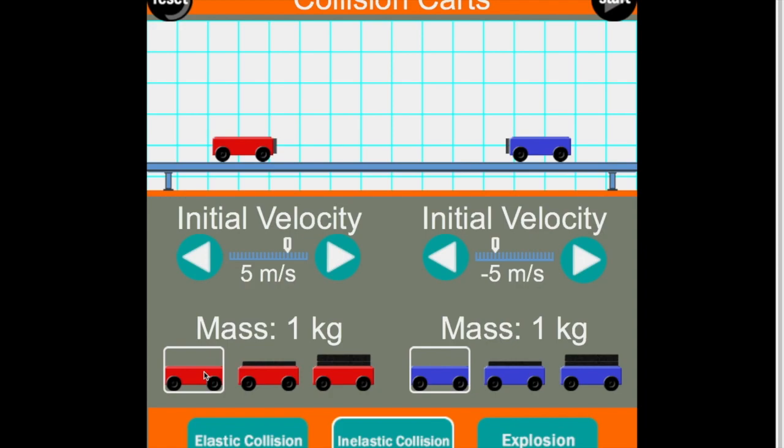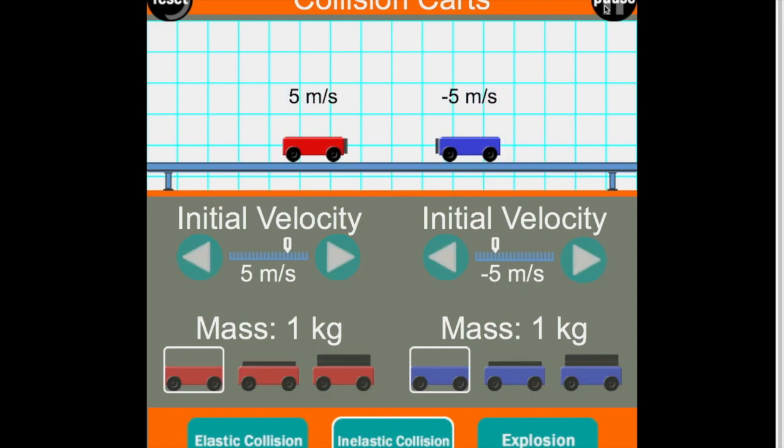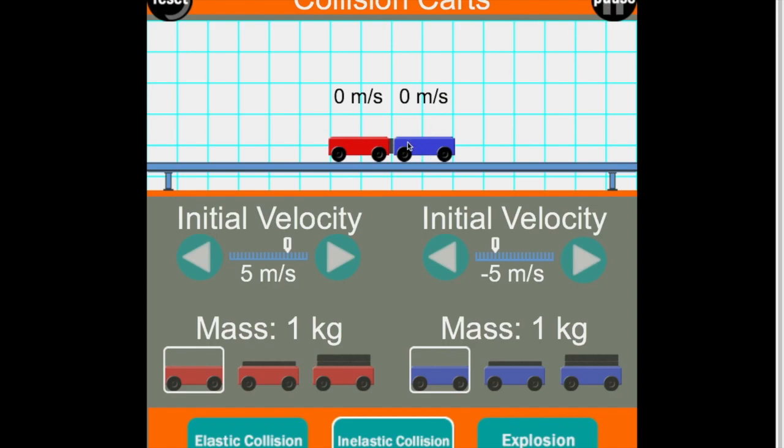This is a type of collision called an inelastic collision. Basically, for your purposes, you need to know that an inelastic collision is when the objects stick to each other. They stick together. So here's what I mean. These objects are coming together and they stick together. They stick to each other.